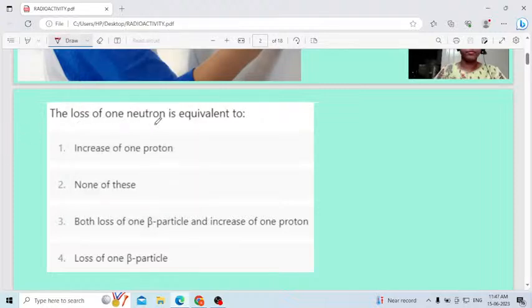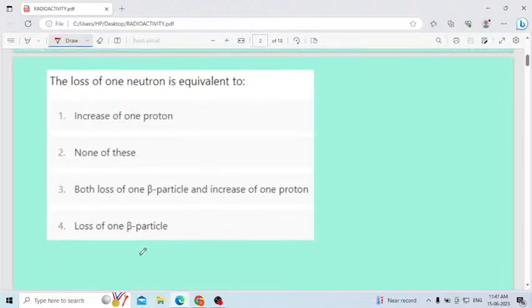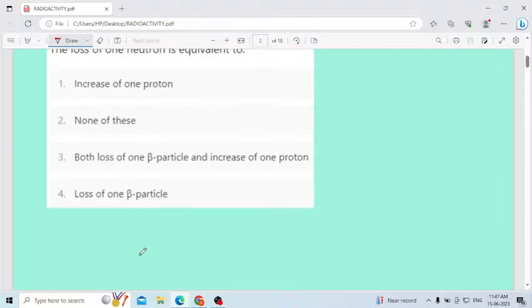The loss of one neutron is equivalent to. Where you will find the loss of neutron, whether it will be alpha decay or beta decay or gamma decay. The loss of one neutron is equivalent to increase of one proton, first option. Second option, none of this. Third option, both loss of one beta particle and increase of one proton. The loss of one neutron, it will be equivalent to, four options are given.